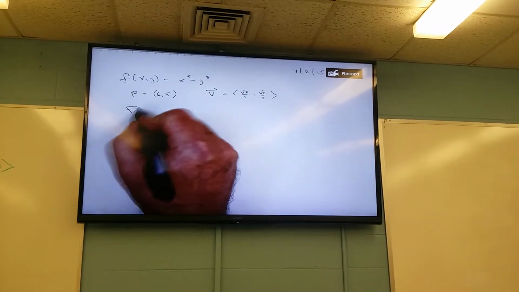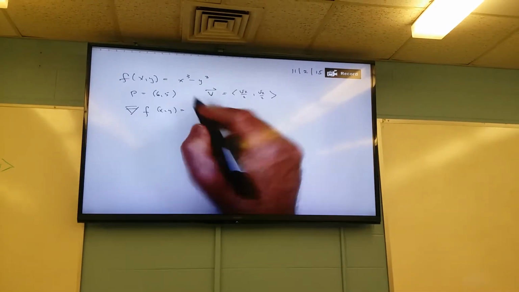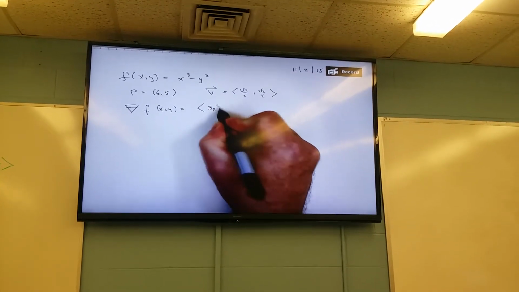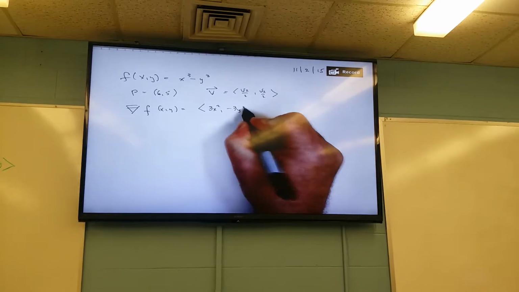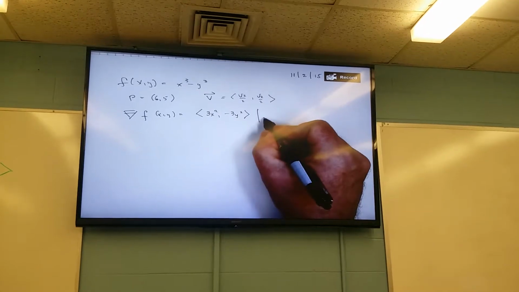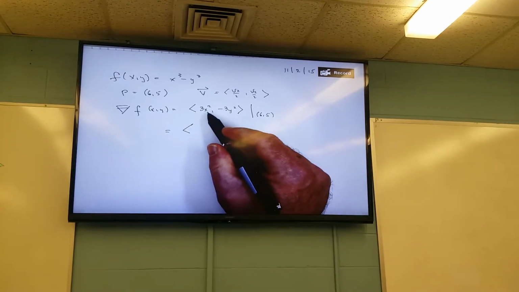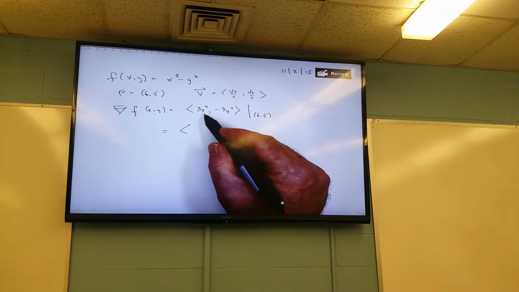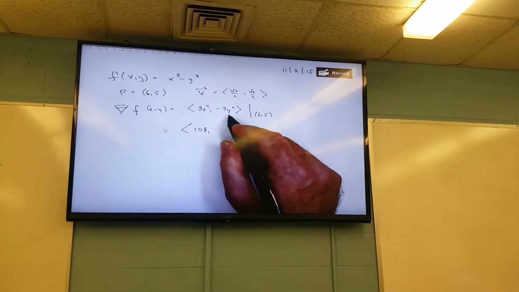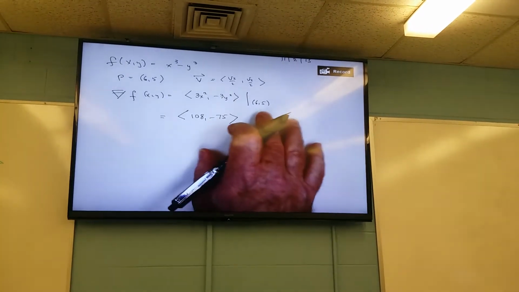We want to compute the gradient of the function. The gradient of this function is partial with respect to x, partial with respect to y. And we want the gradient at this point 6, 5. So we're going to get 6 squared, 36 times 3, 108. And we've got a negative 75. So that's going to be the gradient at that point.